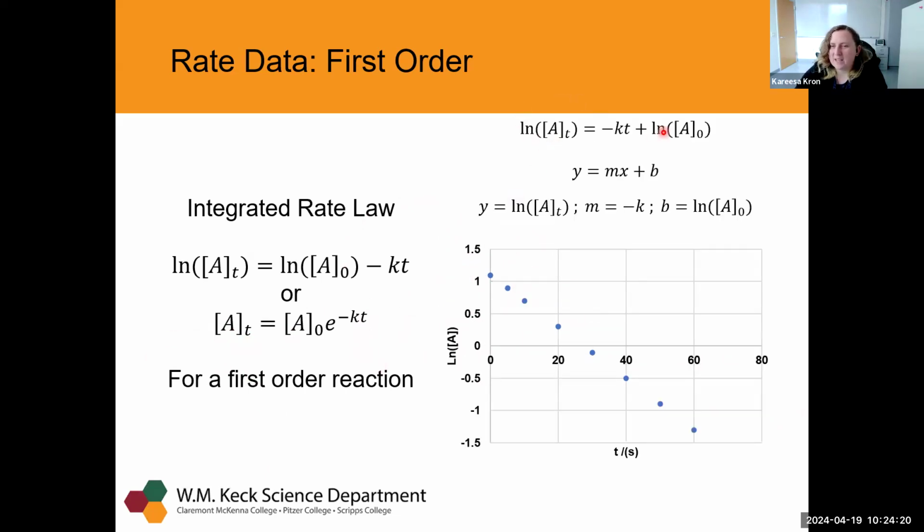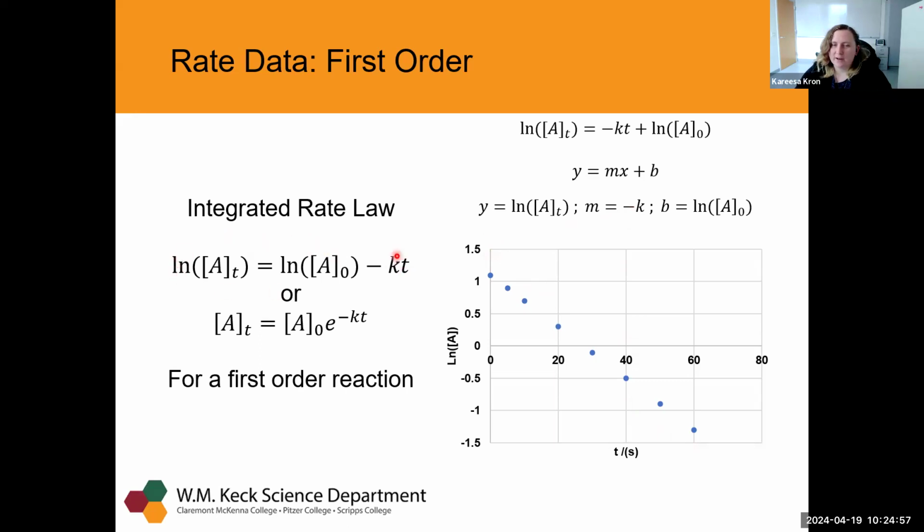we do have something that can be a line if you plot the natural log of A as a function of time, where we have the form that the natural log of A_t is y, and negative k is going to be our slope, and b is the natural log of A naught. So if you're given concentration data and you plot it as the natural log of that concentration data and you get a line, that means that you have a first order reaction and that the slope is going to be equal to the negative rate constant.